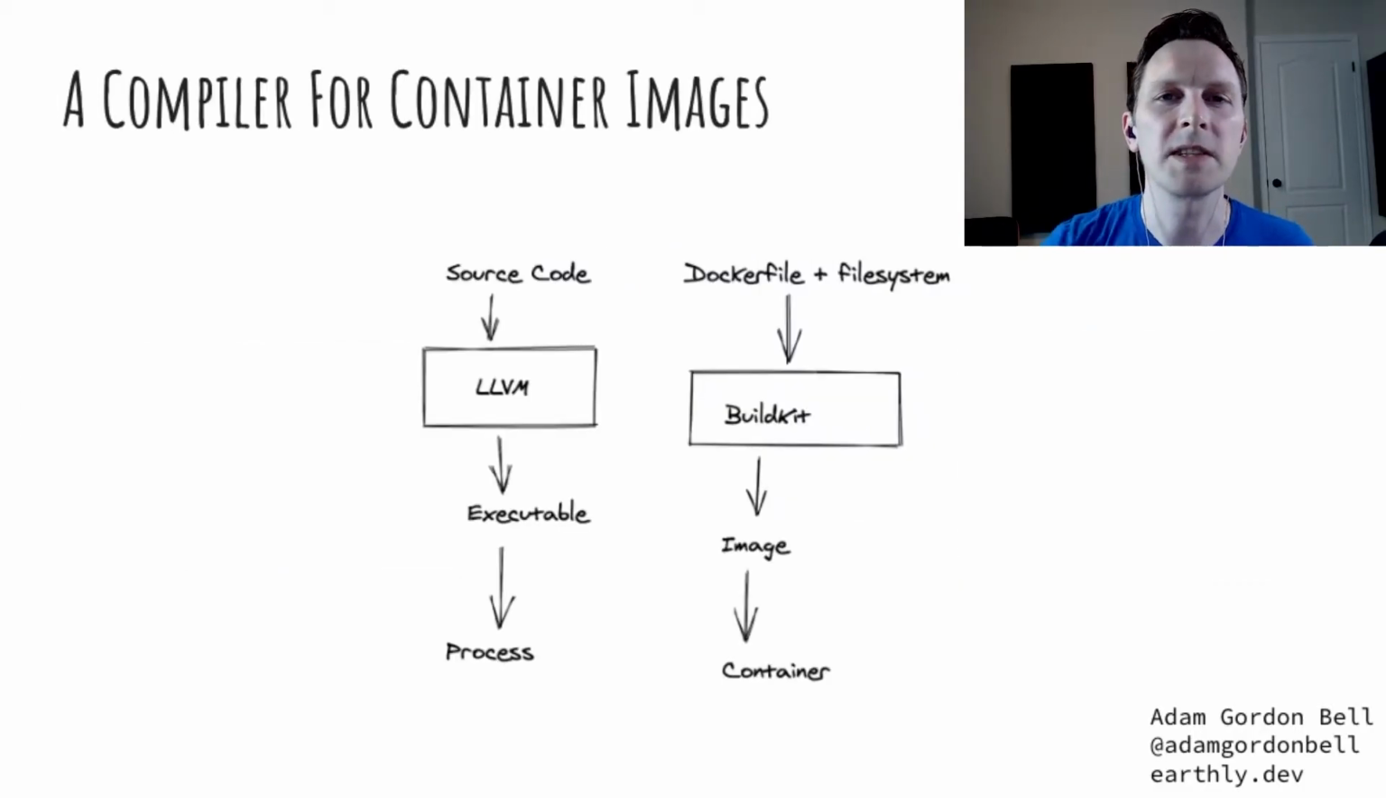So comparing our C program to our Docker build, we can see how they look quite similar. We have our container image compiler that does the heavy lifting, and we have Clang that does the heavy lifting. And the heavy lifting on the Docker side is done by BuildKit.